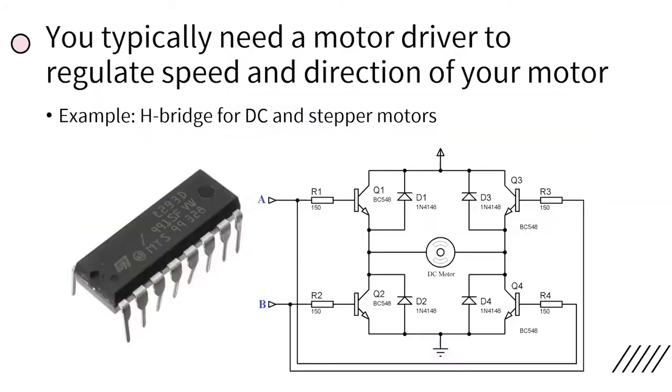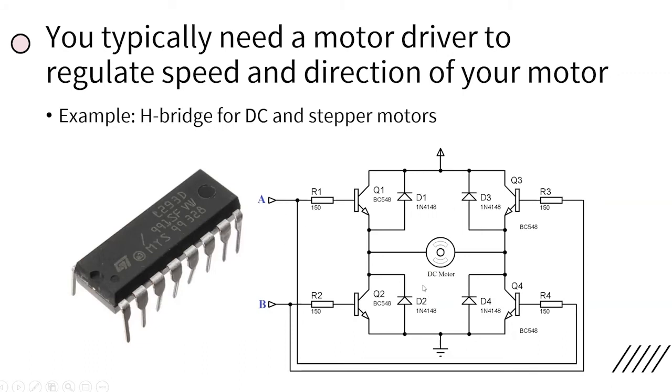Okay, so we picked the motor. That's great. But now what else do we need to do in order to actually make this thing work? In many cases, you're going to need an additional piece of electronics that's going to be used to regulate the speed and direction of your motor, and that's often referred to as a driver. In the case of DC motors and stepper motors, it's especially common to use what's known as an H-bridge.